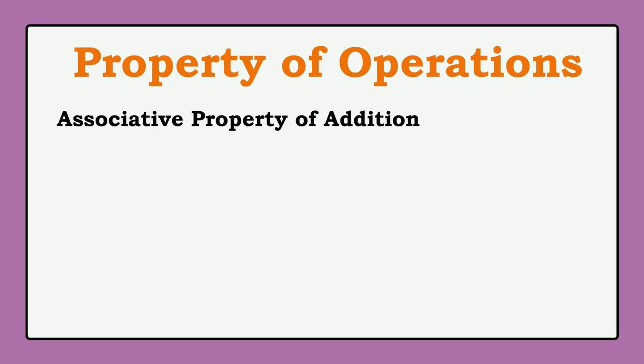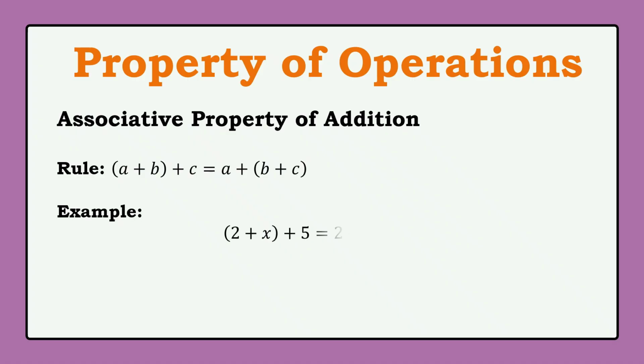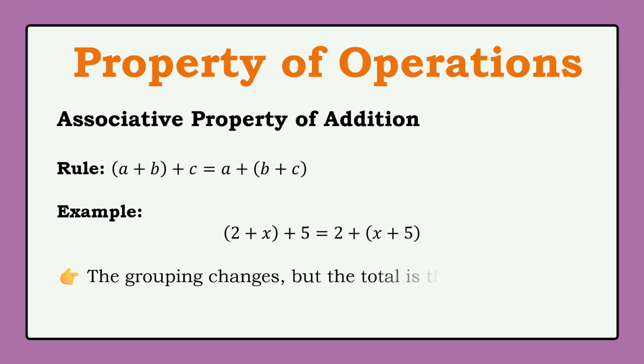The next property is the associative property of addition. This is our rule: the quantity of A plus B, plus C, is equal to A plus the quantity of B plus C. For example, the quantity of 2 plus x, plus 5, is equal to 2 plus the quantity of x plus 5. This property states that the grouping changes, but the total is the same.